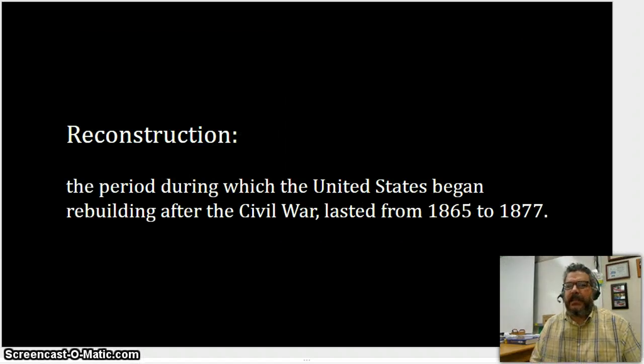Now, I just pulled this out of the textbook, pulled it out of context there at the very beginning of the section on Reconstruction, and I think it's a good start if we're trying to define the term Reconstruction. The period during which the United States began rebuilding after the Civil War. And it lasts from 1865 to 1877. And like much of history, dates can be debated. But I think for our purposes here, calling the period 1865 to 1877 Reconstruction is serving a good purpose.